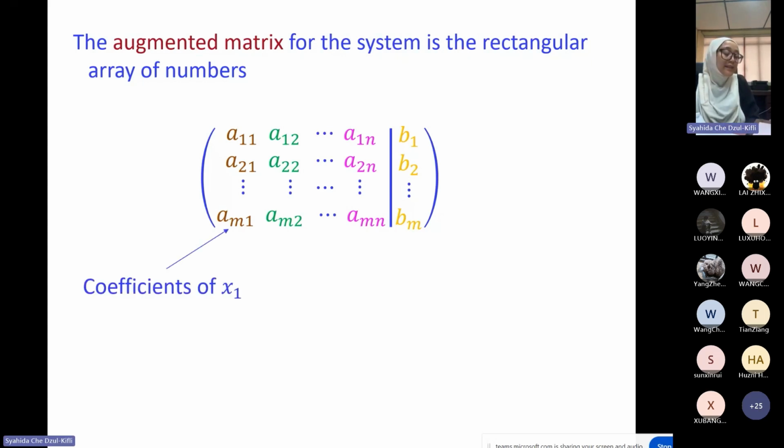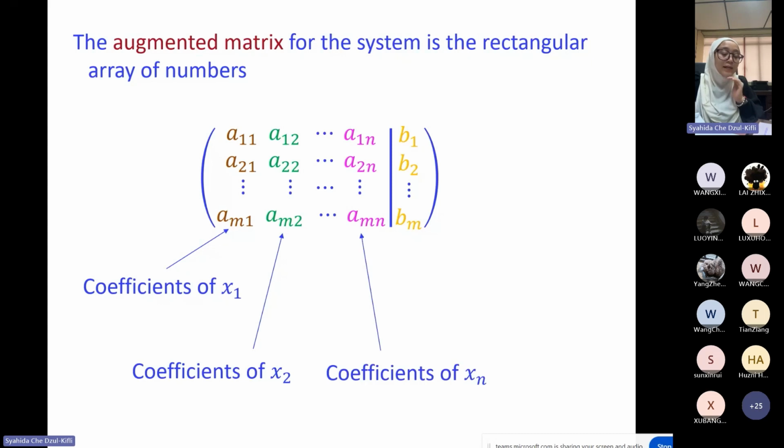So the numbers in the first row are coefficients of variable x1, right? And the numbers in the second row, second column are coefficients for variable x2. The same goes for column number n. They are all coefficients of xn. And on our right side, they are constants, on the right hand side of the equation.